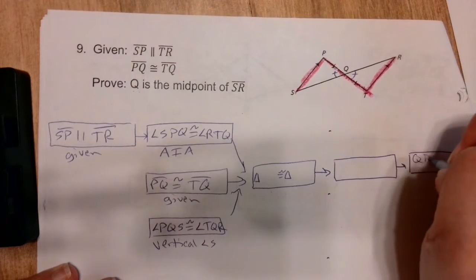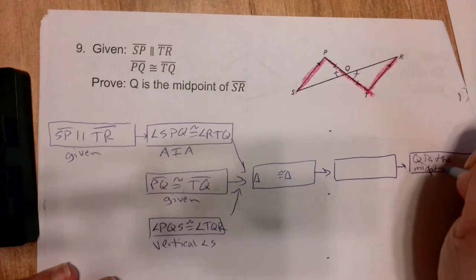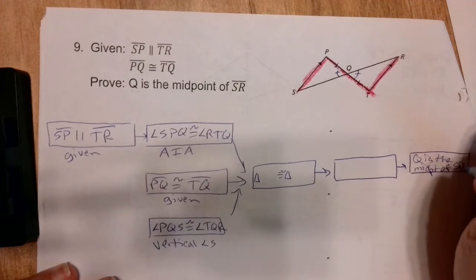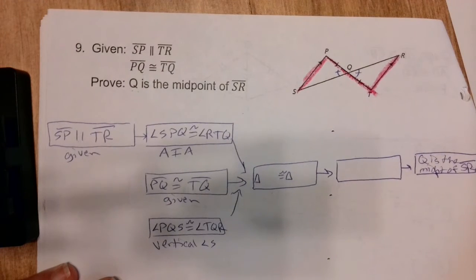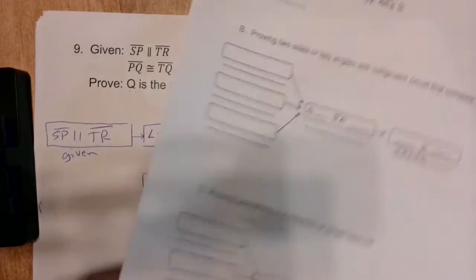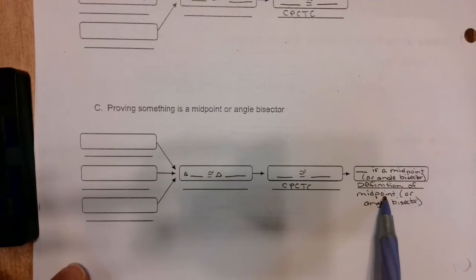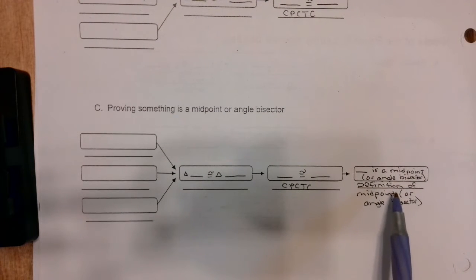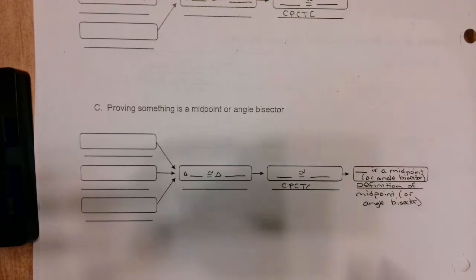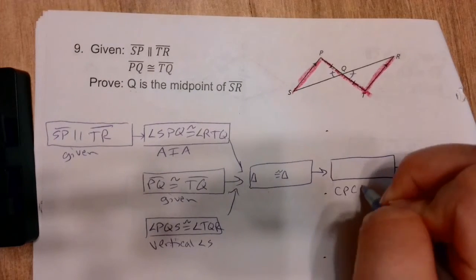And it's Q is the midpoint of SR. Because this says midpoint, it goes in the third box here. Now that puts us in this stage of our survival guide. Underneath the third box goes either definition of midpoint or definition of bisect. And remember, under the second box, or the middle box here, goes CPCTC.